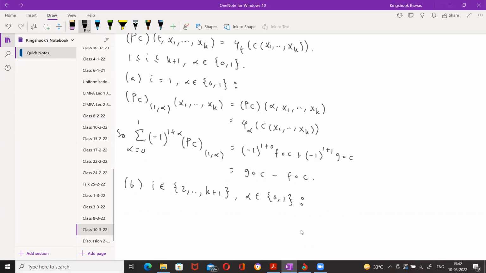Then PC of alpha will be a function of k variables. Let me write those k variables as t comma x1 to xk minus 1. Okay, so what will happen?